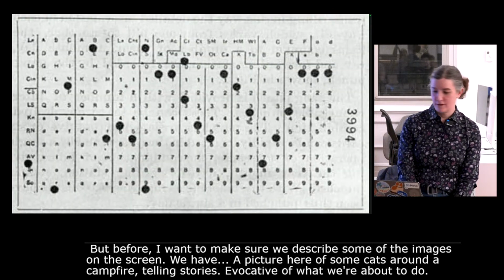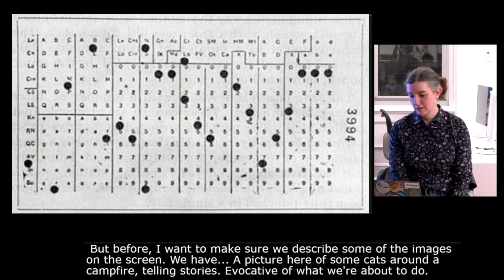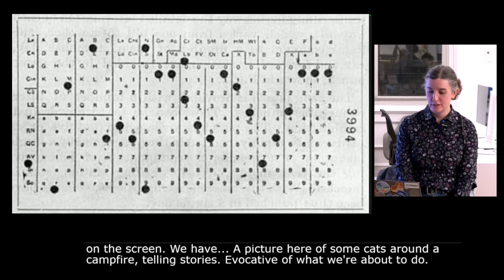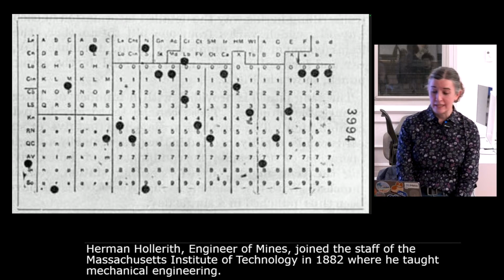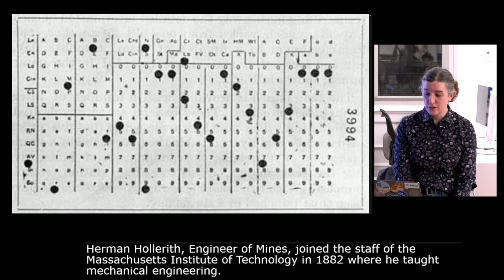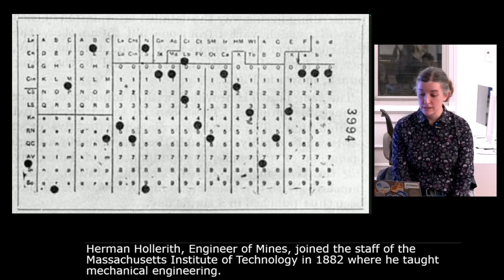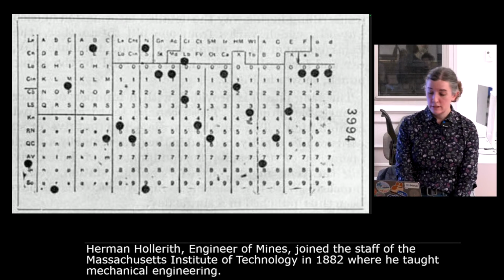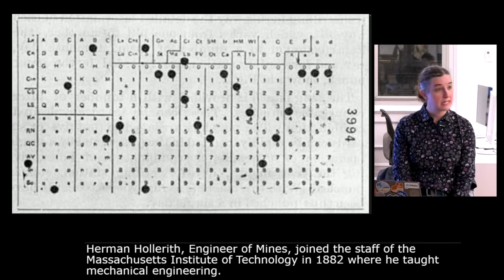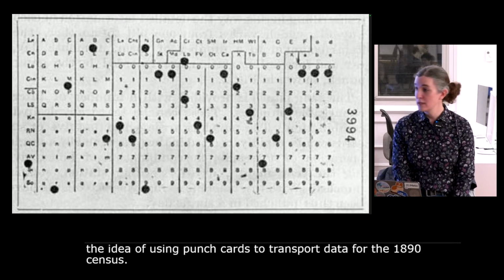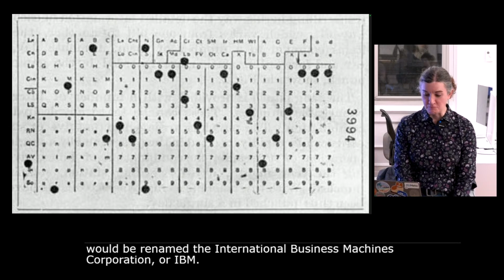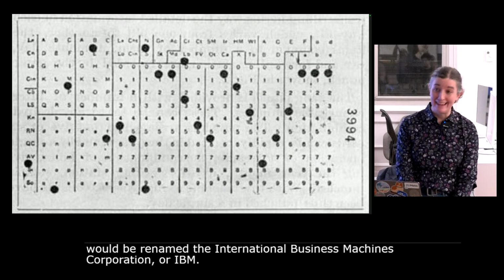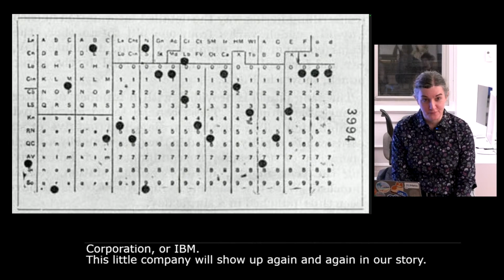Herman Hollerith, engineer of mines, joined the staff of the Massachusetts Institute of Technology in 1882, where he taught mechanical engineering. 4 years later, in 1886, he proposed the idea of using punch cards to transport data for the 1890 census. He later founded the Tabulating Machine Company that in 1924 would be renamed the International Business Machines Company, or the IBM Corporation. This little company will show up again and again in our story.